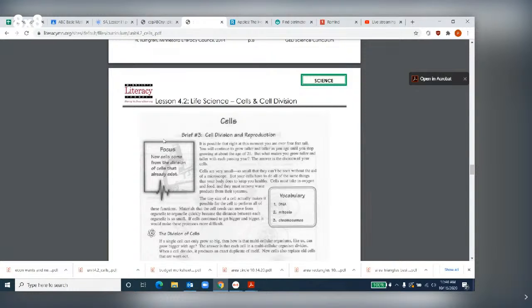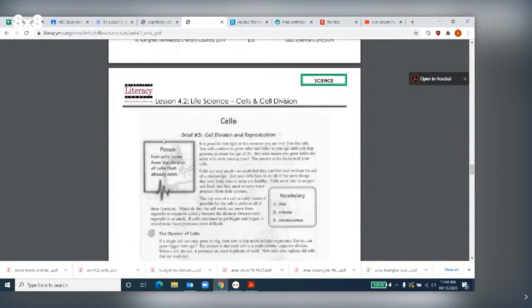Material that the cell needs can move from organelle to organelle quickly because the distance between each organelle is so small. If cells continue to get bigger and bigger, it would make this process more difficult. So this talks about division of cells.